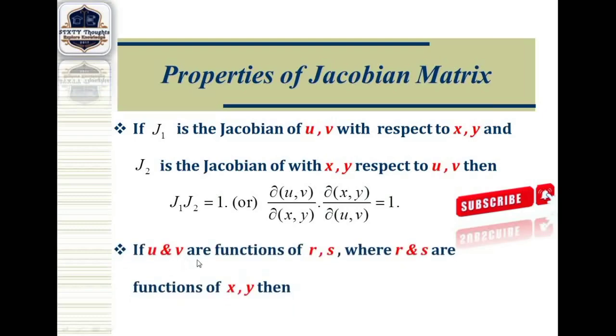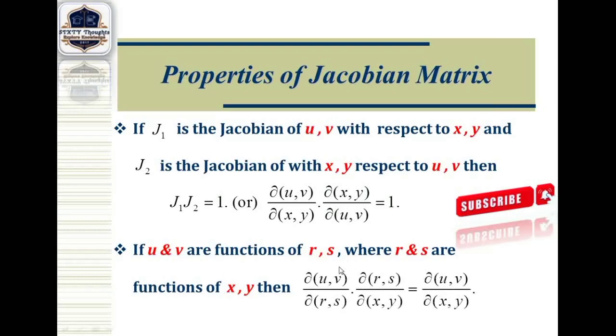If u and v are functions of r and s, where r and s are functions of x, y, then we can write dou(u, v) by dou(r, s) into dou(r, s) by dou(x, y). So this term is getting cancelled. We get only dou(u, v) by dou(x, y). So these two properties are important properties of the Jacobian matrix.